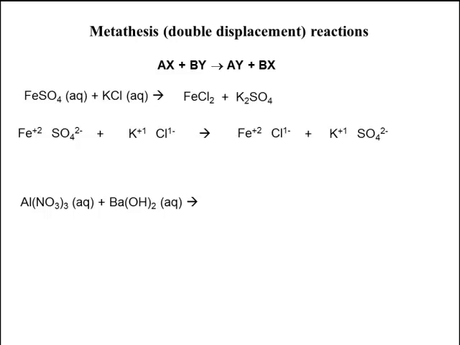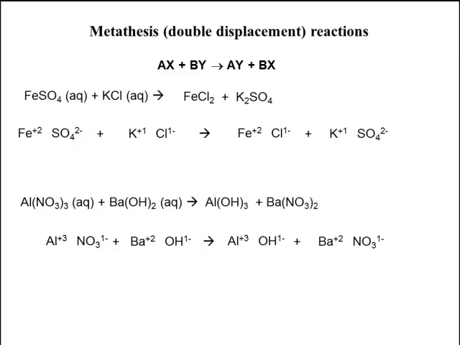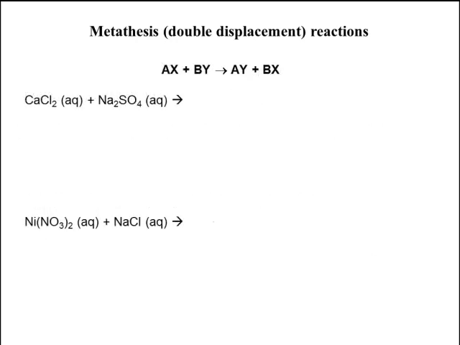So let's look at the next one. Break everything up into its ions. Switch the anions around, and then make new formulas based upon those new combinations of ions. All right, hopefully you're getting the idea of this, but it can get a little bit confusing, a little bit complicated, so we're going to run through a couple more.